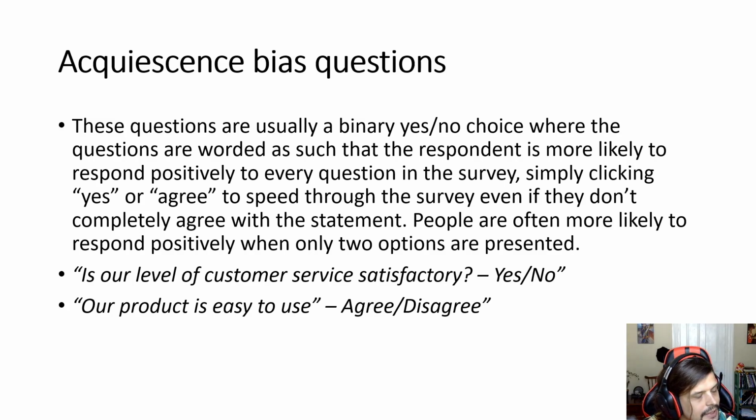Kind of going to our bias on the questions. These questions are usually binary yes/no choice, where the questions are worded such that the respondent is more likely to respond positively to every question in the survey. People will go into absolute autopilot mode if you only give them two choices. It's weird, but it happens.